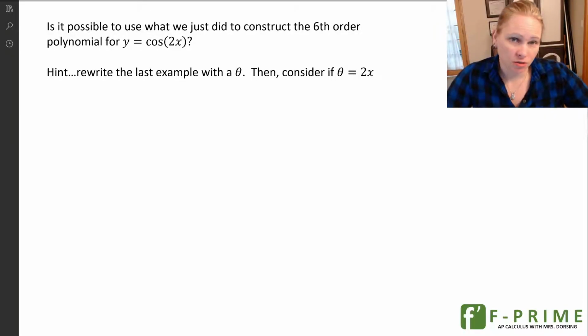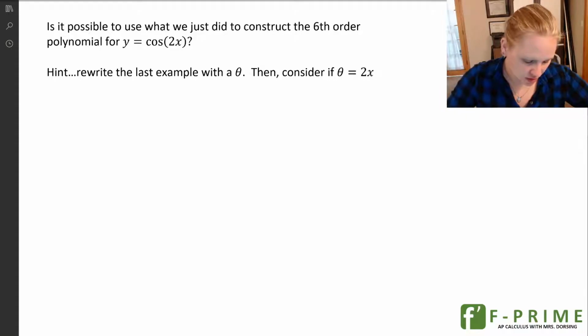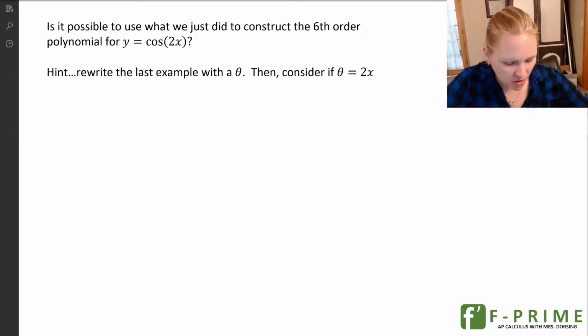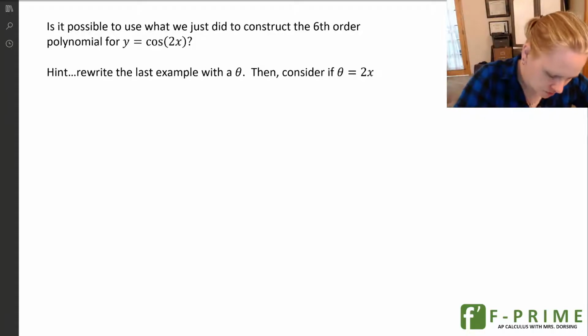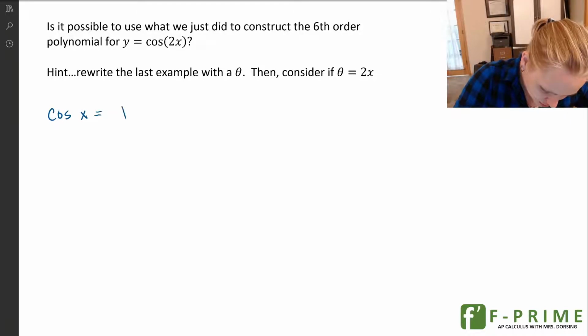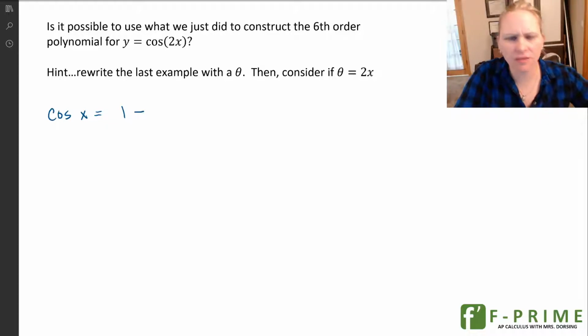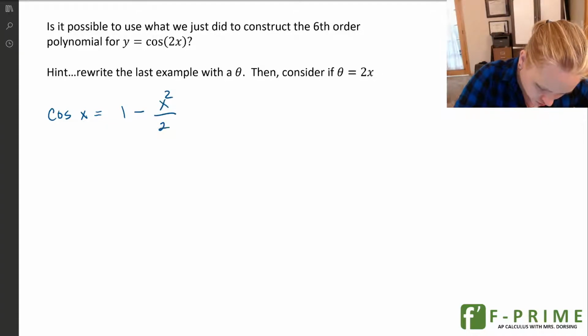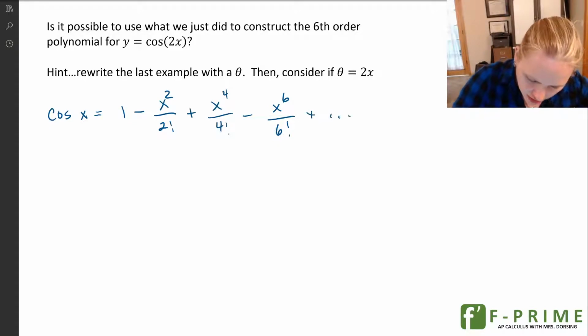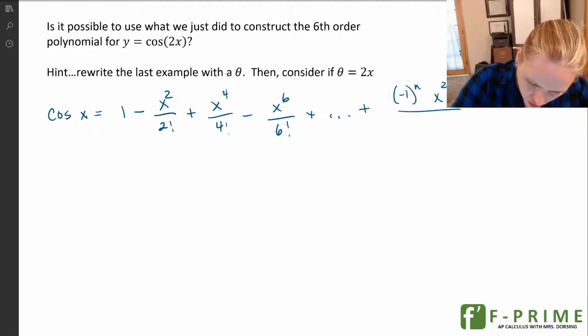Now that we know how to construct a basic polynomial, let's talk a little bit about how this is going to help us moving forward. Now we know that cosine of x is simply 1 minus, and then all the even terms. So we have x squared over 2 factorial plus x to the 4th over 4 factorial minus x to the 6th over 6 factorial plus dot dot dot. And then that general term is negative 1 to the n x to the 2n over 2n factorial.